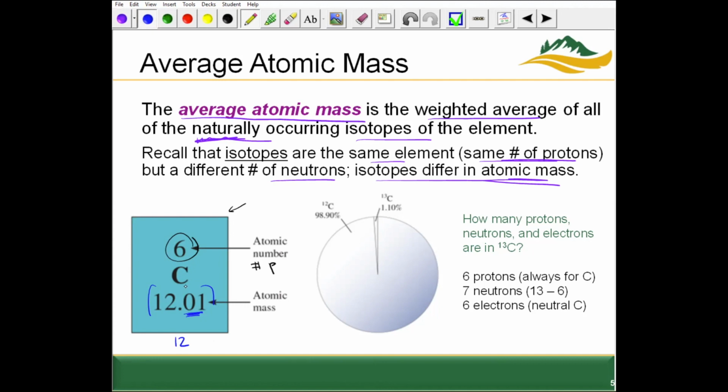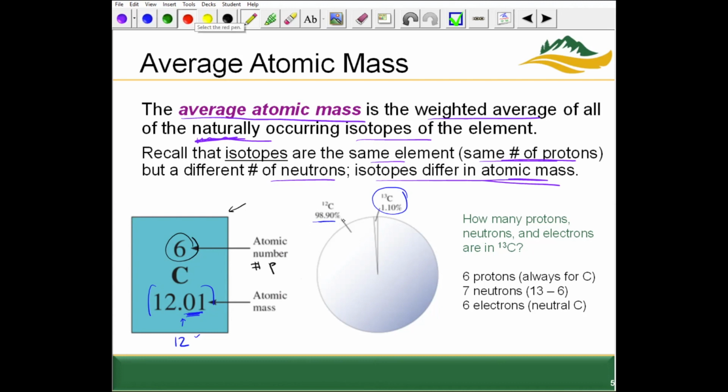So a lot of the naturally occurring carbon will have an atomic mass of 12, because this average atomic mass is so close to 12. But there must be something else present that's adding to that average atomic mass. I mentioned that isotopes can exist in about half and half, or they can also exist here. So carbon-12 is the much more commonly found isotope of carbon.